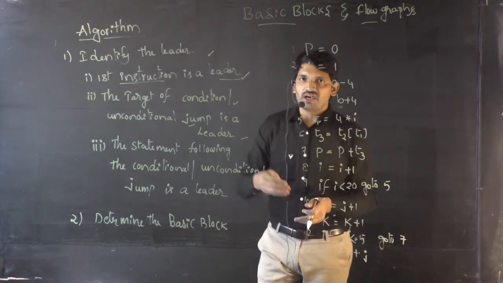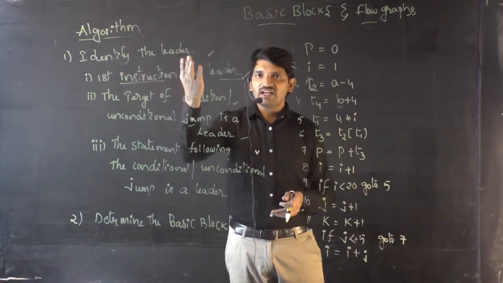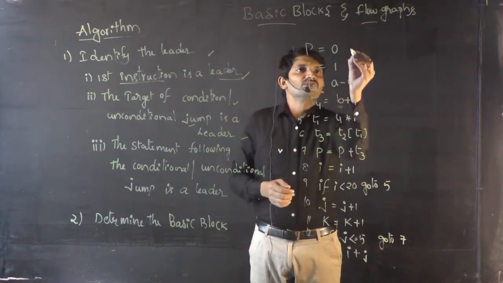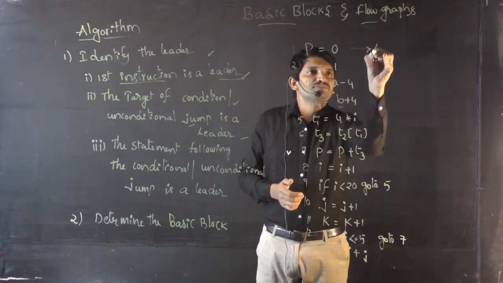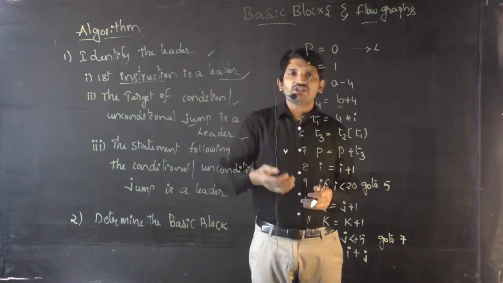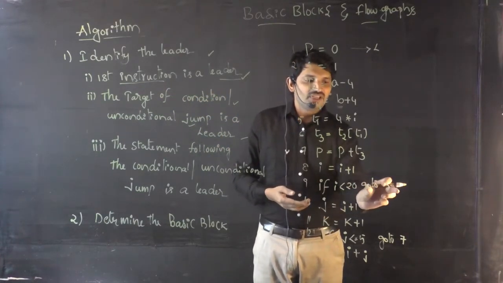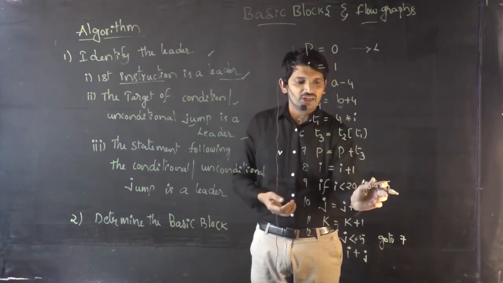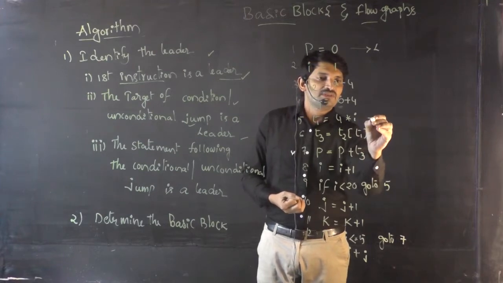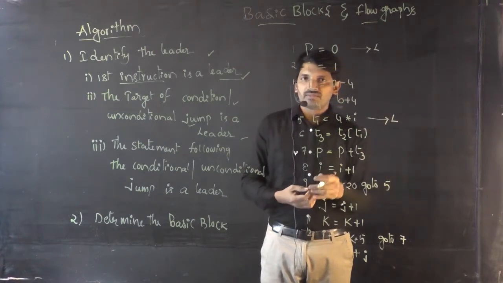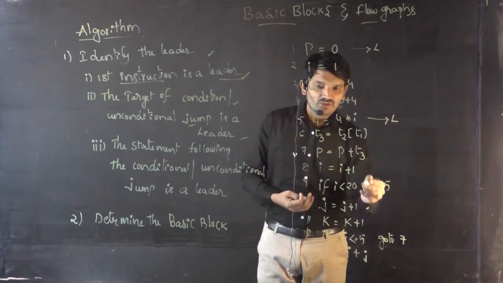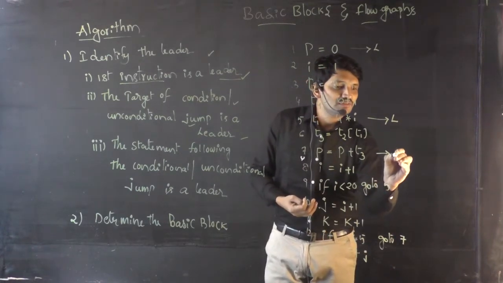According to the algorithm, the first point is to identify the leaders. The first instruction is a leader. Then the target of a conditional or unconditional statement is a leader. Here we found a conditional statement: if I less than 20, go to 5. So 5 must be a leader. Then here is one more, go to 7. So 7 must be a leader.